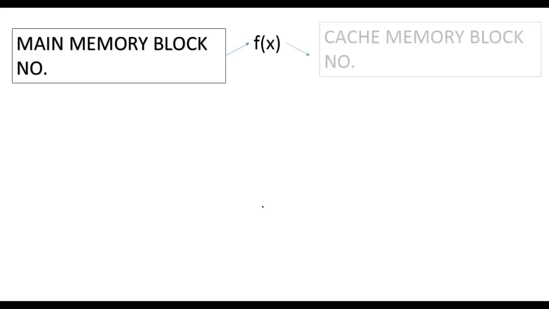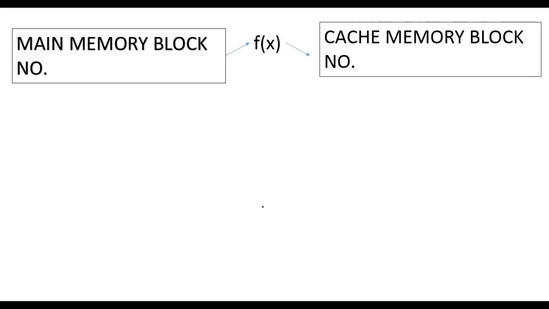So we have one main memory block, and that main memory block, consider this is some value that we are passing in some sort of function, and the output that we are getting is a cache memory block. This is pretty much the idea of the whole memory mapping thing. Okay, so in a direct mapping, what do we want actually?